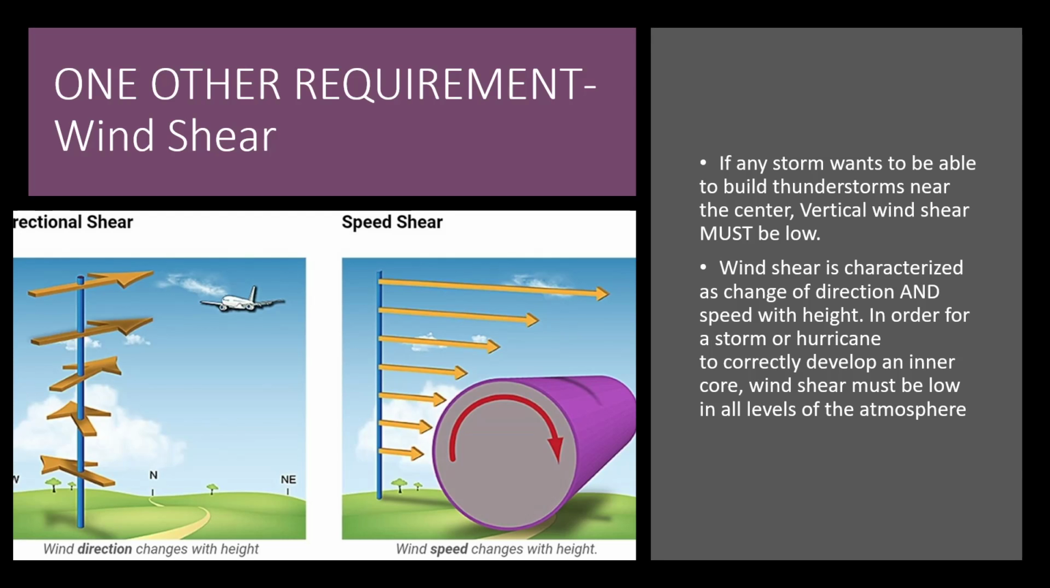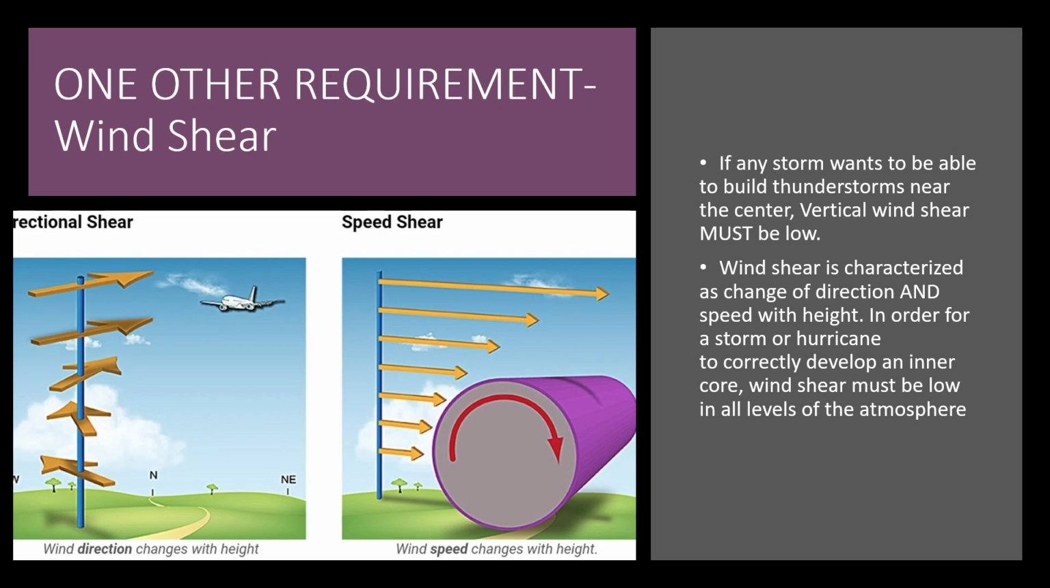Now, the final requirement here, in order for a tropical cyclone or hurricane to really thrive, if it wants to be able to build thunderstorms near the center, is that the vertical wind shear must be very low. Now, what is vertical wind shear? Vertical wind shear is characterized as a change in direction and speed with height. You can see here in the two diagrams, we have directional shear and we have speed shear. Directional shear is on the left, speed shear is on the right.